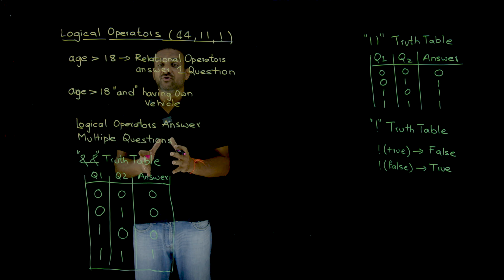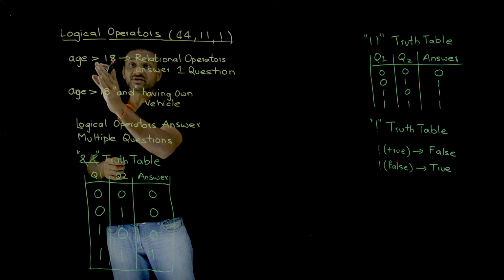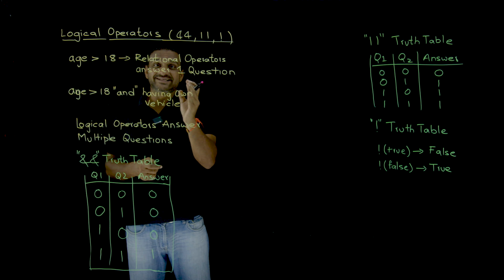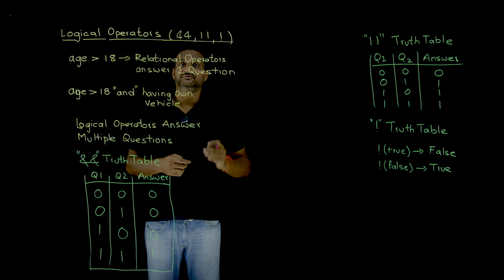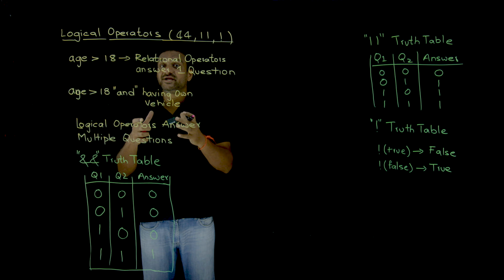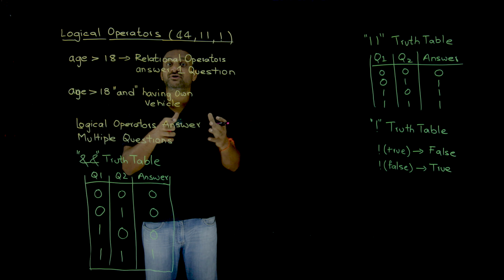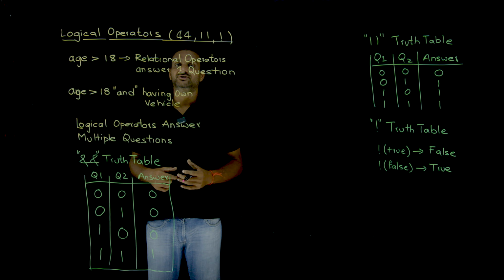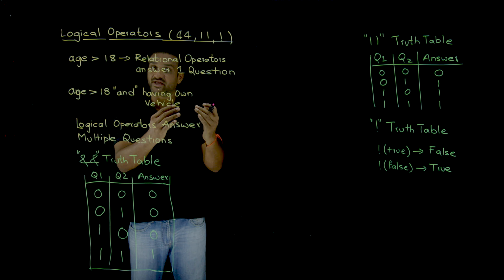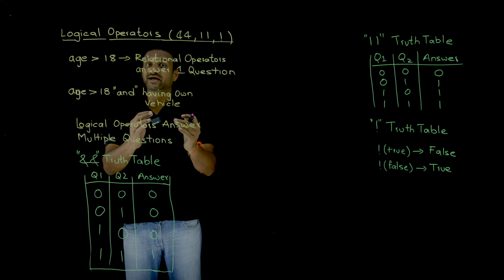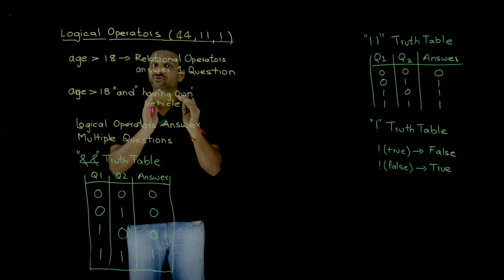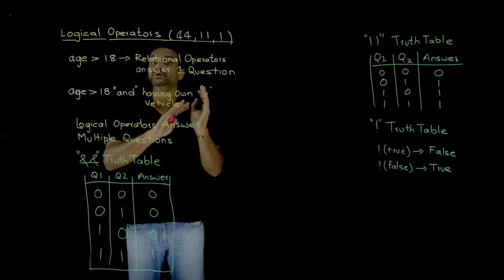Now, what about logical operators? This is how relational operators give an answer for one single question. Logical operators produce an answer for multiple questions. How is that? For example, you are attempting a driving license test, and the conditions that you need to satisfy mean you have to answer both the questions as true.